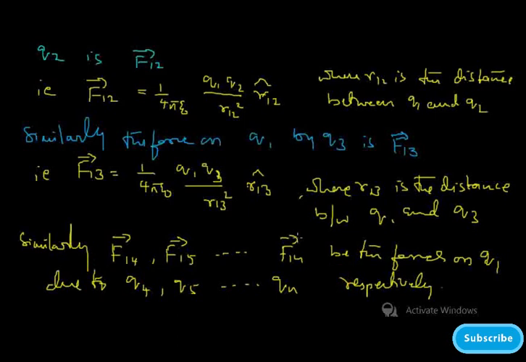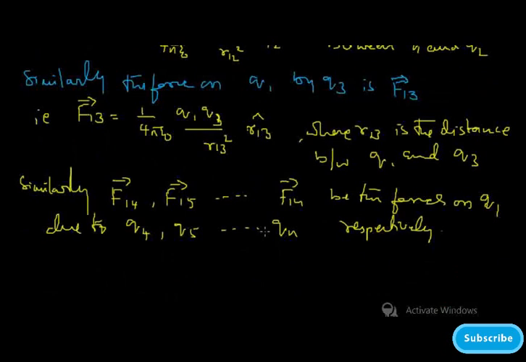So how many forces act on the Q1 charge due to the other charges? In a system of n charges, n minus 1 charges exert force on Q1. For example, in a system of 10 charges, the remaining 9 charges exert force on Q1. So how to find the resultant? Force is a vector quantity. We have to follow vector algebra to find the resultant force on Q1 due to the other charges. Because of that, we use the principle of superposition.